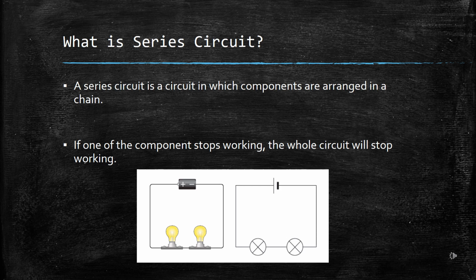Now let's look at what is a series circuit. A series circuit is a circuit in which components are arranged in a chain so the current has only one path to take. The current is the same through each component. If one of the components stops working, the whole circuit will stop working, because the component itself will turn into an open circuit.